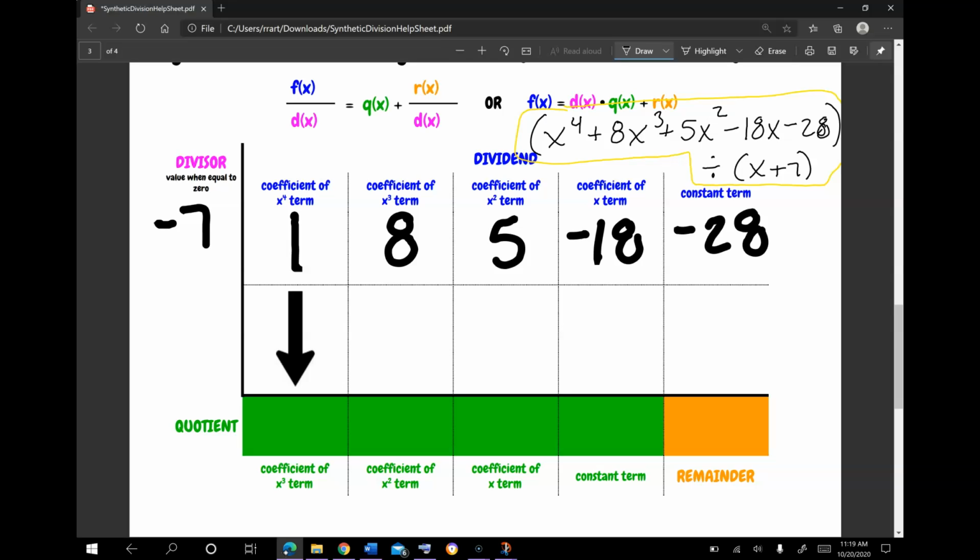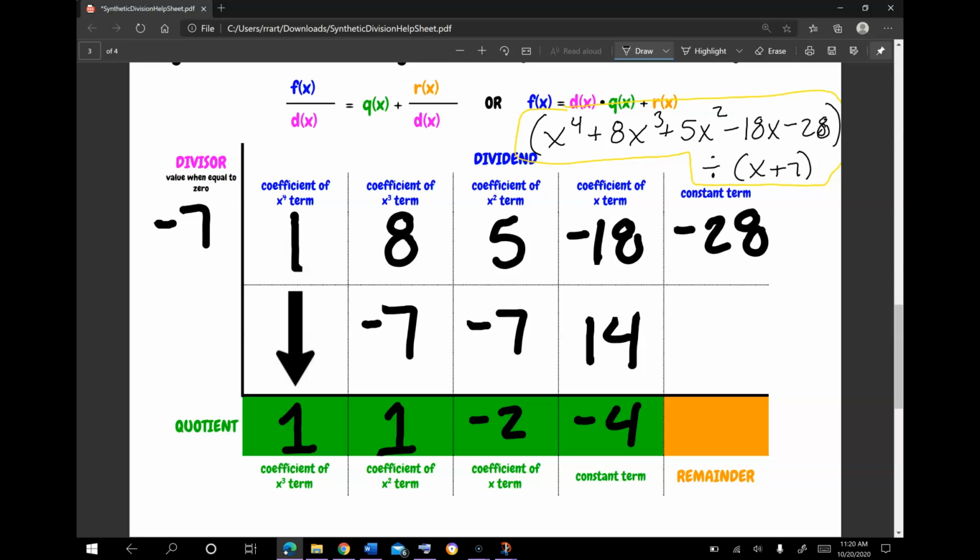Step 1, bring the first term down, and I'm just going to bring it down. It's going to be 1. Then we multiply. -7 times 1 is -7. Add 8 plus -7 is 1 again. -7 times 1, -7. Add, this is going to be -2. -7 times -2 is +14. Add, -18 plus 14, -4. -7 times -4 is +28, so I have a remainder of 0.